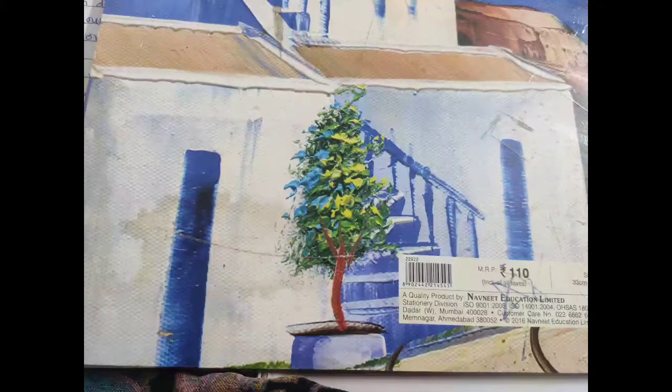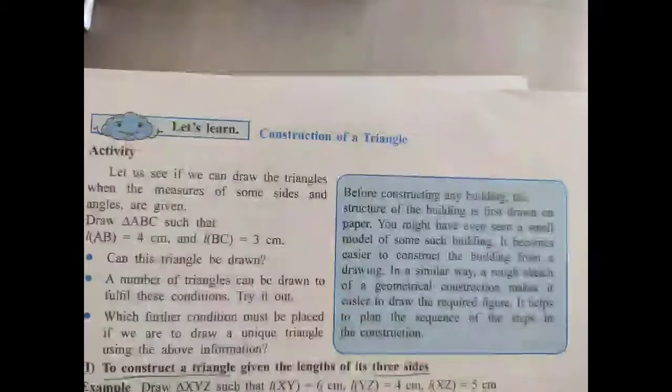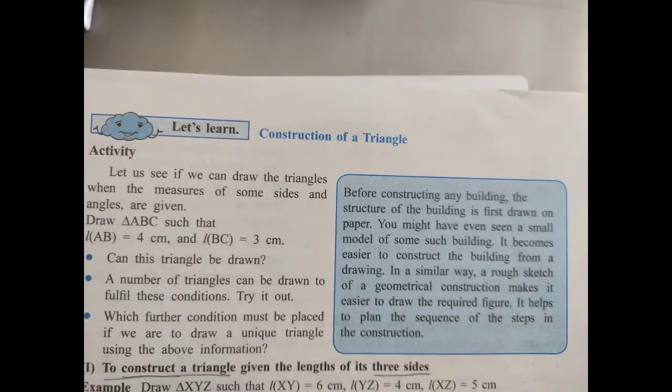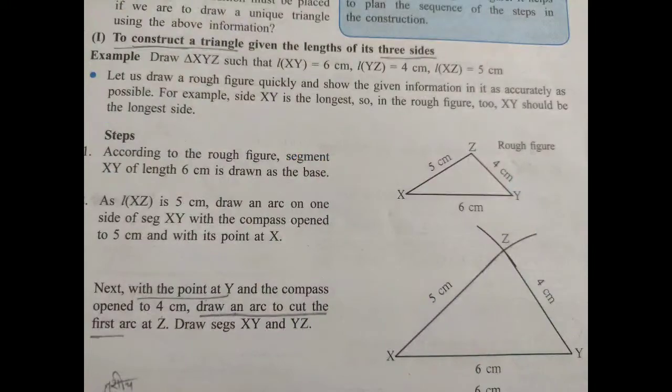In the next video, we will learn how to draw a triangle in different ways. Before constructing any building, the structure of the building is first drawn on paper. We will now study 4 types of triangle construction. First, to construct a triangle given the lengths of its 3 sides.